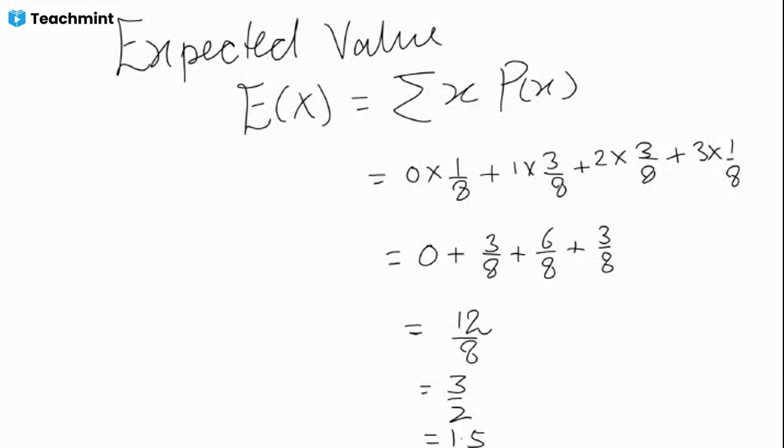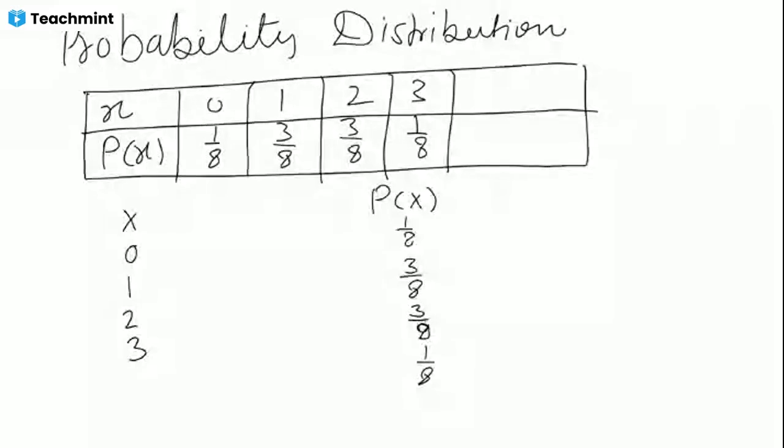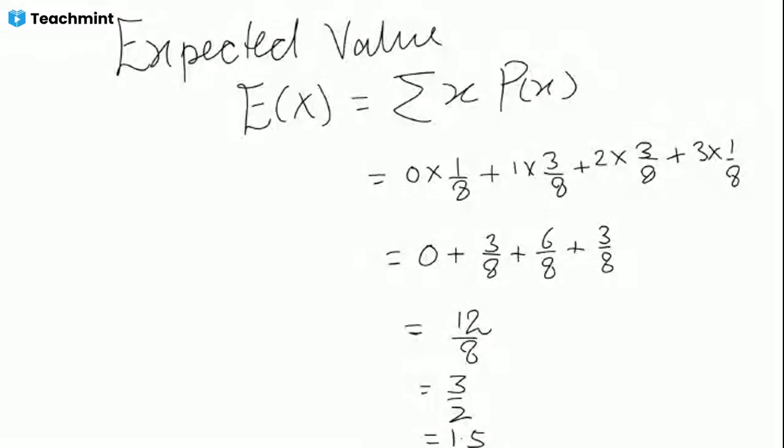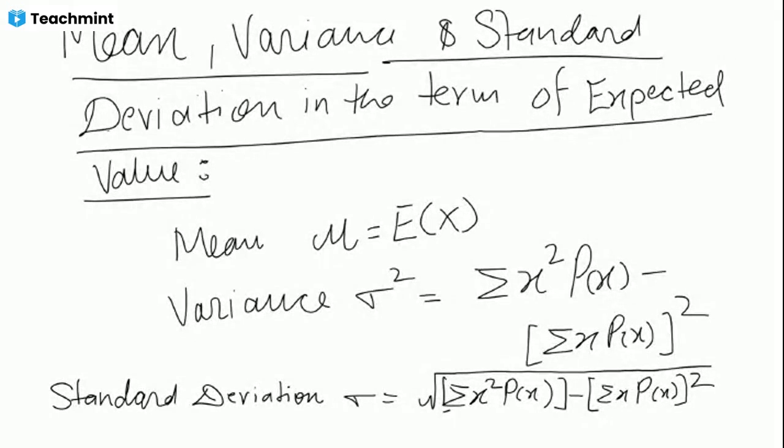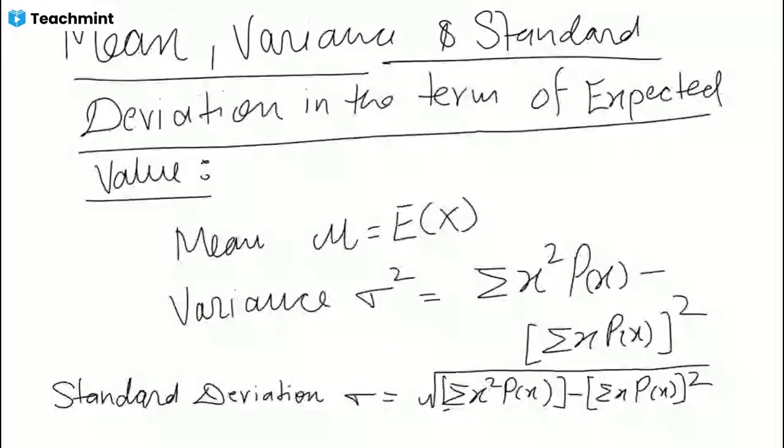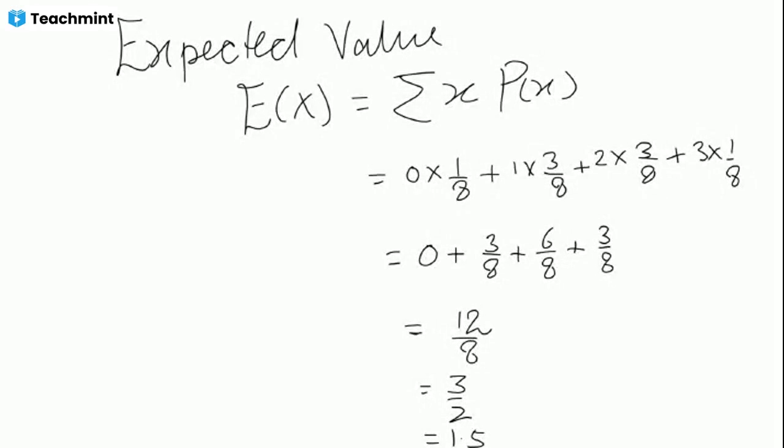First of all, we need to construct a table to find variance and standard deviation. We have the expected value already, but we need to find this. So let us construct a table for it. The expected value we can take as 1.5, or 3 by 2.